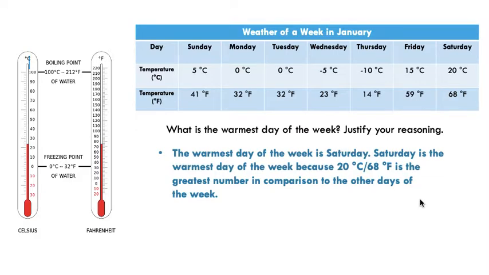Our next question reads, what is the warmest day of the week? Justify your reasoning. So again, if we look at our table, we could see that the warmest day of the week is Saturday. The reason is that Saturday has the highest integer for both Celsius and Fahrenheit. So we could see that 20 degrees Celsius is greater than 5 degrees, 0 degrees, -5 degrees, -10, and 15. And 68 degrees Fahrenheit is greater than 41, 32, 23, 14, and 59.